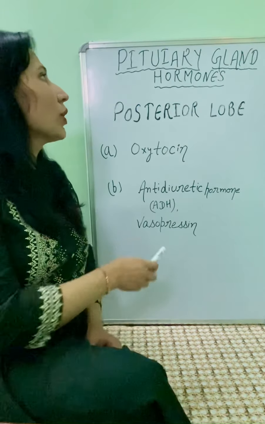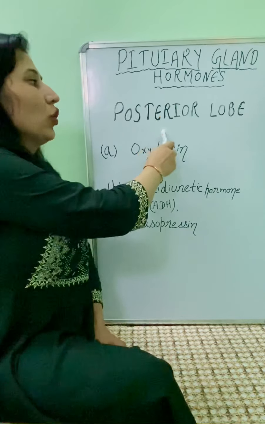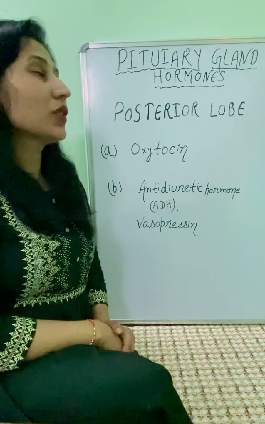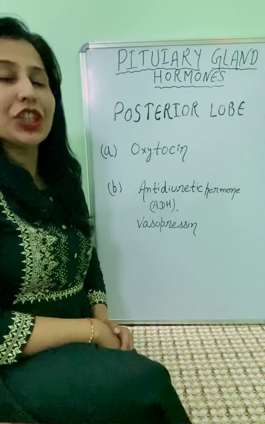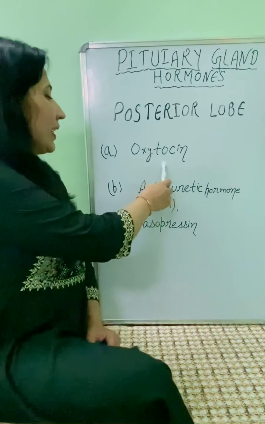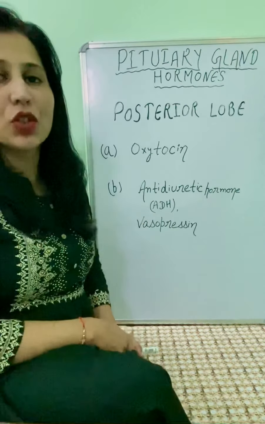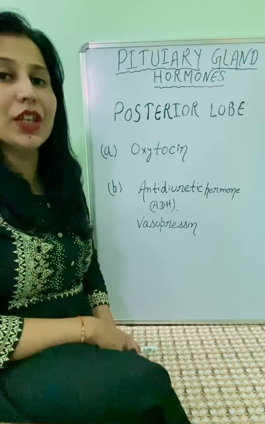So just now I discussed the pituitary gland hormones of the anterior lobe. Today I'm going to discuss the posterior lobe hormones of the pituitary gland. Firstly is oxytocin and second is anti-diuretic hormone. Anti-diuretic hormone is also called vasopressin.